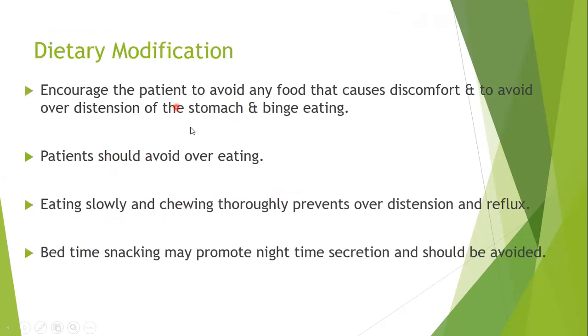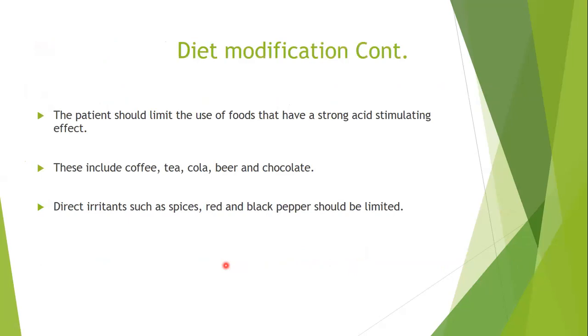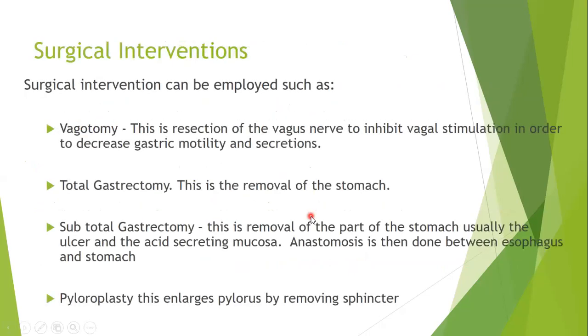In terms of dietary modifications, we've talked about, I think, most of these factors. I just want to emphasize that they should eat slowly and chew the food thoroughly to prevent over distension and reflux. Bedtime snacking may promote nighttime secretion and should be avoided. Those midnight snacks that people take, they should be avoided because they'll increase the production of hydrochloric acid in the night. Okay, the patient should limit the use of all these foods here, which we've already talked about.